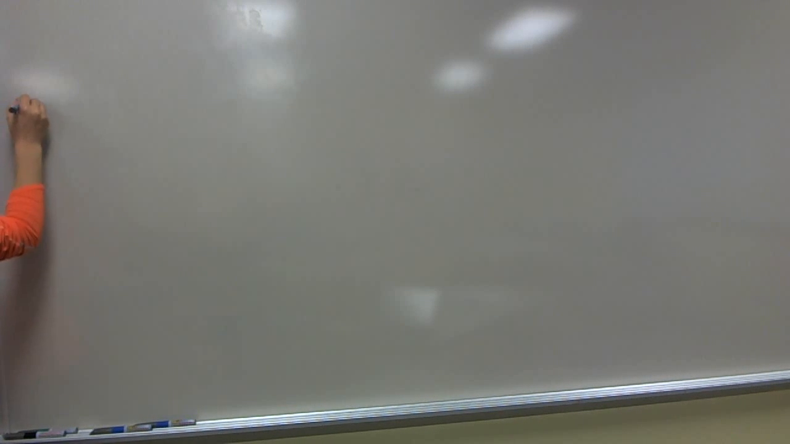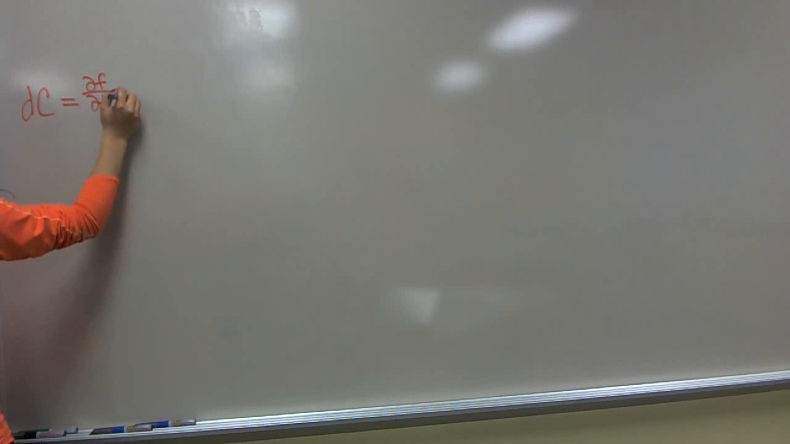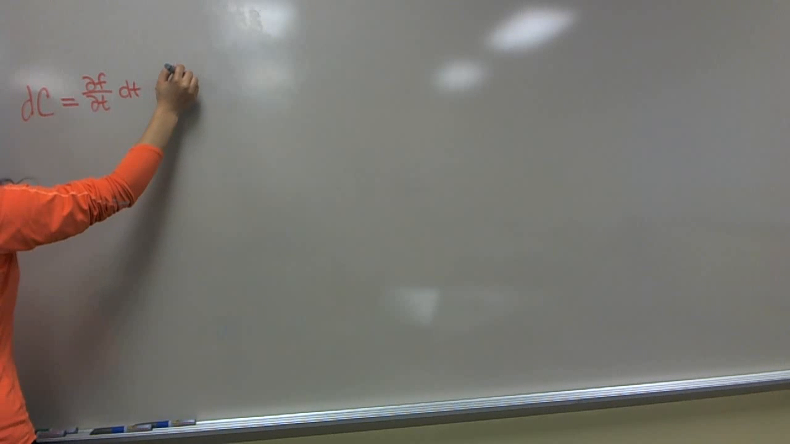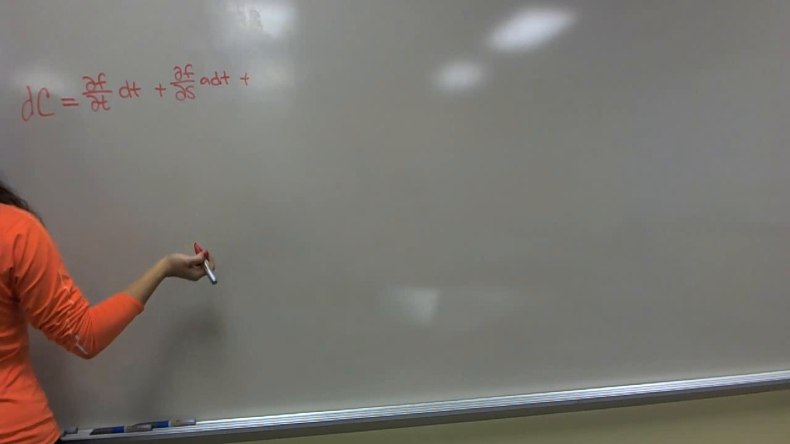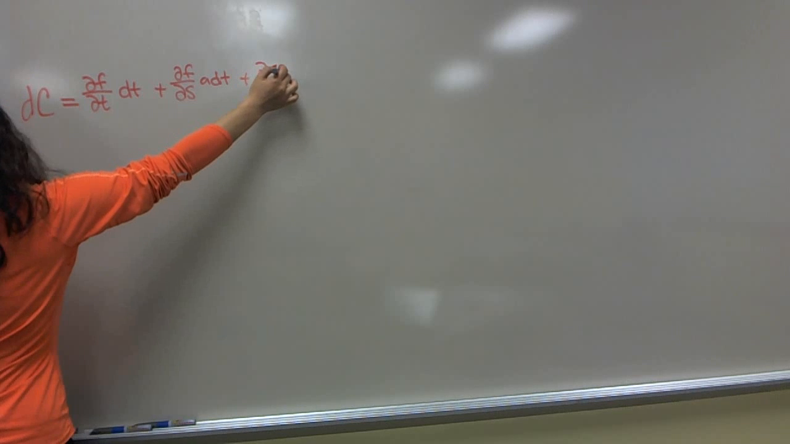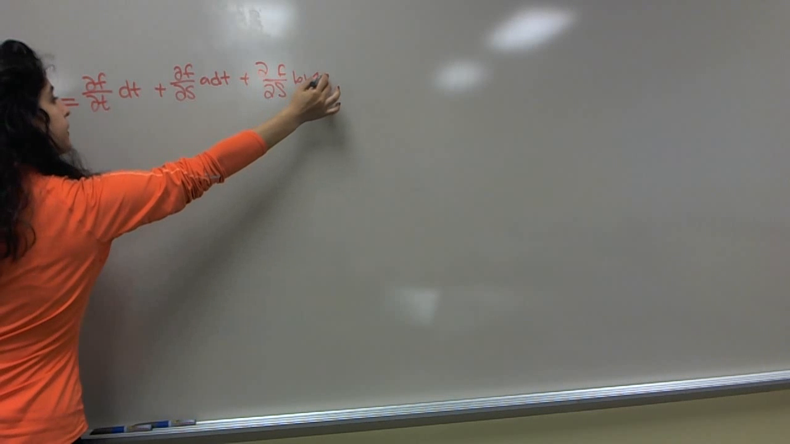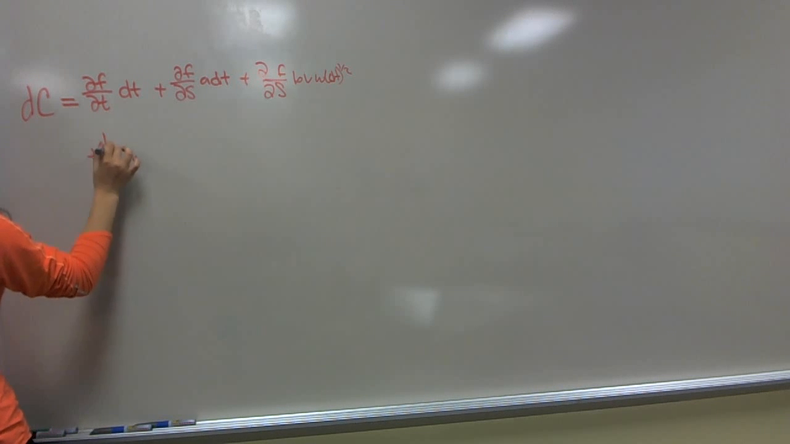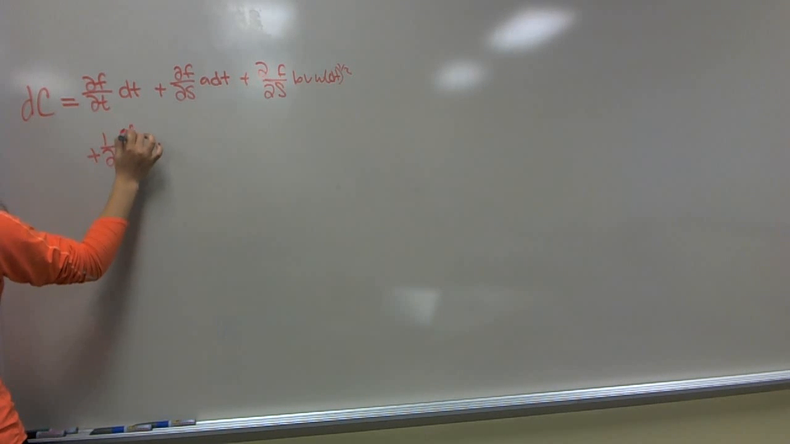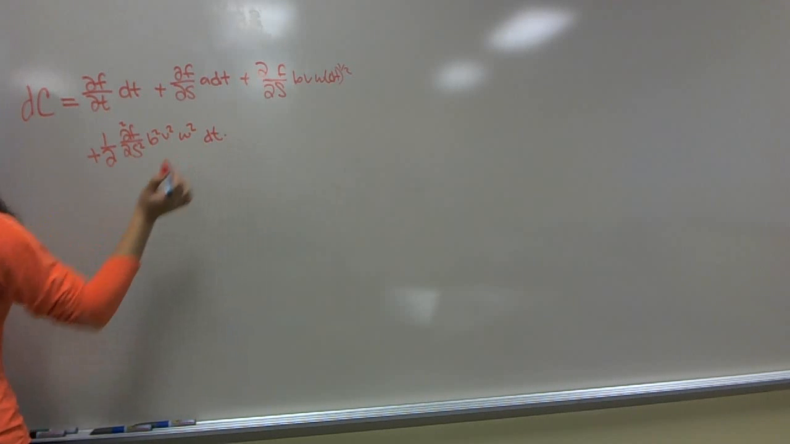So we have dC is equal to ∂F/∂T dt plus ∂F/∂S A dt plus ∂F/∂S times B V W times dt to the 1/2 plus 1/2 times ∂²F/∂S² times B squared V squared W squared times dt. Okay?